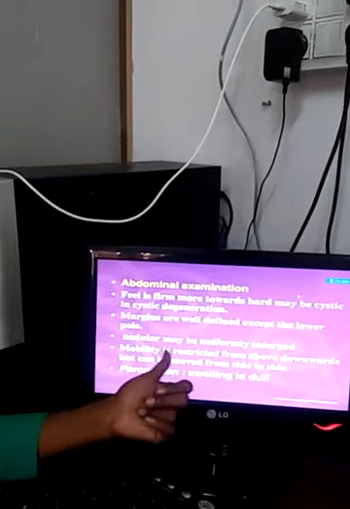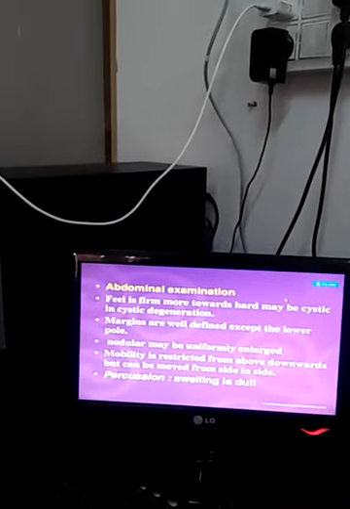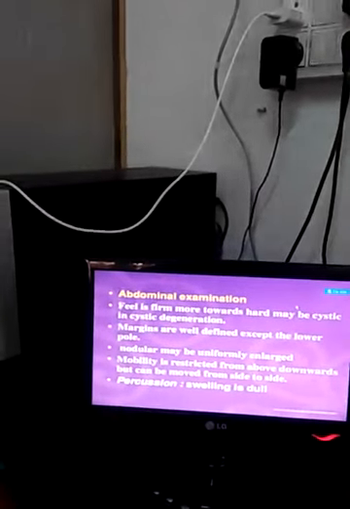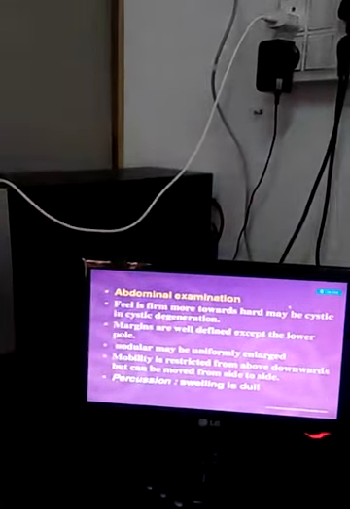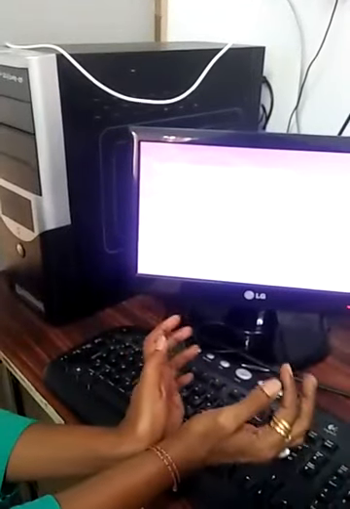Then nodular, or it may be uniformly enlarged. In the nodular case, whatever the enlargement of the fibroid, it is uniform, not more on one side and less on the other. If it is the uterus, it is uniformly enlarged in the nodular variety.